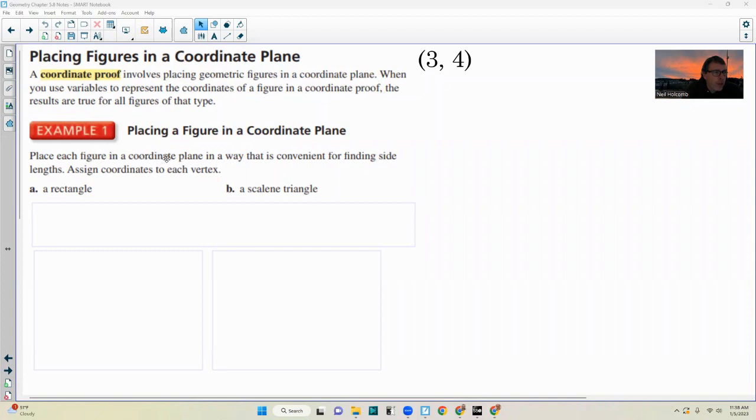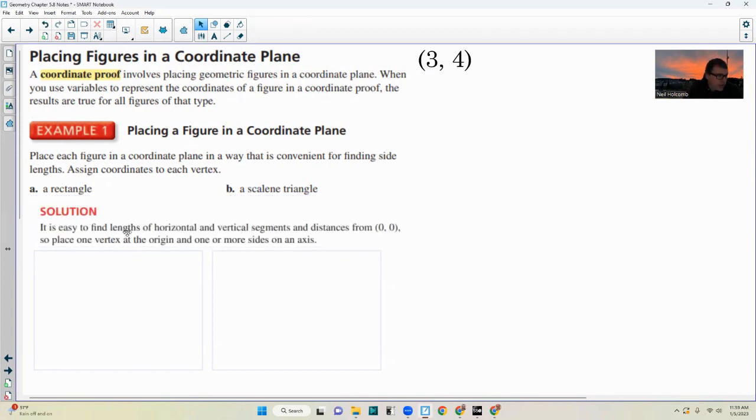Place each figure in a coordinate plane in a way that is convenient for finding side lengths. Assign coordinates to each vertex. So we're going to do a rectangle, and we are going to do a scalene triangle. So for starters, to solve this, the solution states that it is easy to find lengths of horizontal and vertical segments and distances from the origin 0, 0. So place one vertex at the origin and one or more sides on an axis, be it either the x-axis for a horizontal side or a vertical side, the y-axis.